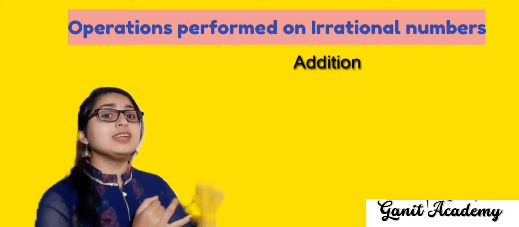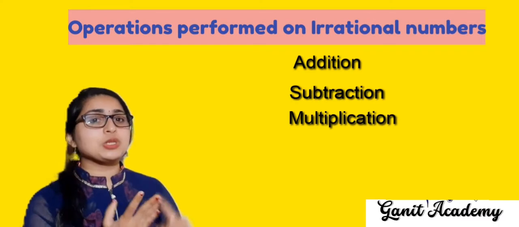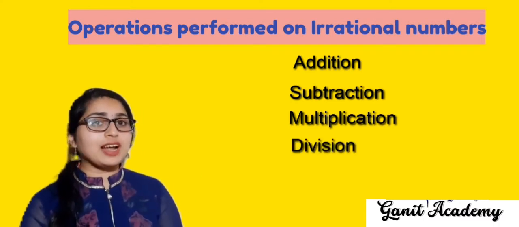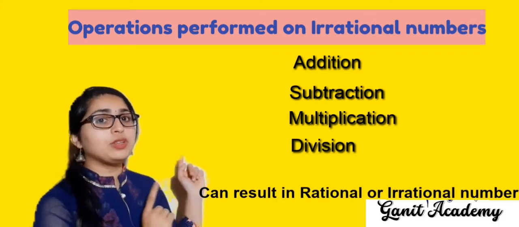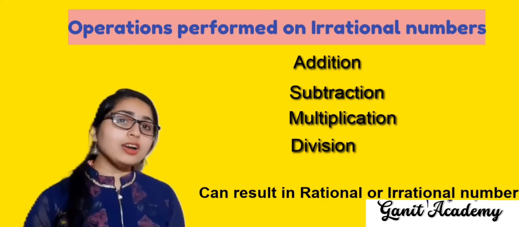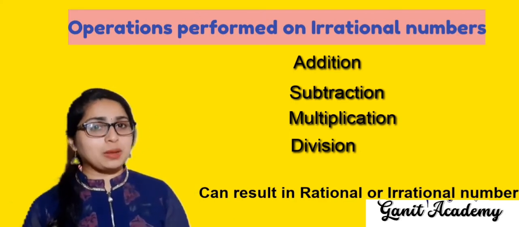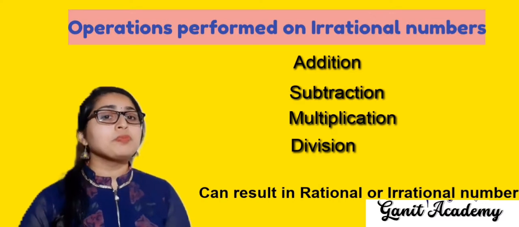So addition, subtraction, multiplication and division of two irrational numbers can give you the result as a rational or irrational number. That means it may be a rational number, it may be an irrational number.